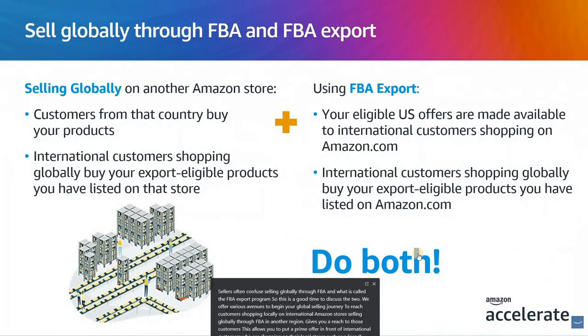On the other hand, the FBA Export Program makes your local US offers available to international customers. For example, if you're selling on Amazon.com, a customer from France who goes to Amazon.com can buy your products when you enable FBA Export in your Seller Central FBA settings. Keep in mind, the majority of French customers are not shopping on Amazon.com. They are shopping on the Amazon France store.